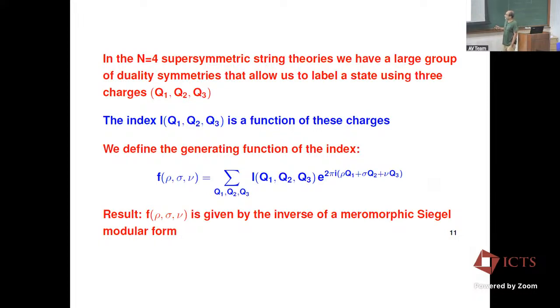So in the N equal to 4 supersymmetric string theories, it turns out that you have a large group of duality symmetries. There are a lot of charges, but there is a symmetry that relates many of these charges to each other. I of q for one charge can be related to I of q for a different charge by using this symmetry. And so effectively you can focus on a system that carries only 3 independent charges, which I have called Q1, Q2 and Q3. And the idea is that if we know I as a function of these 3 charges, we know I for all other charges by using this duality symmetry.